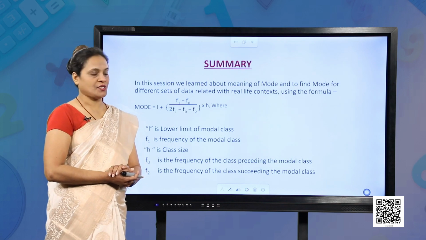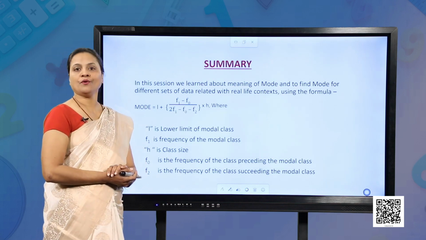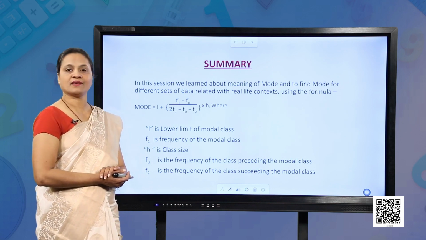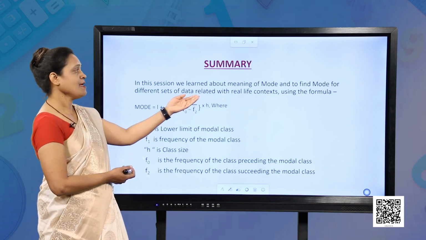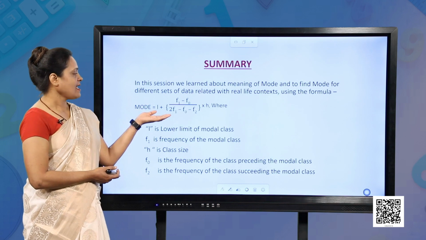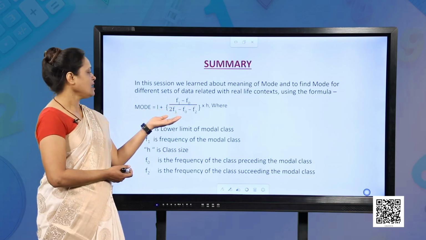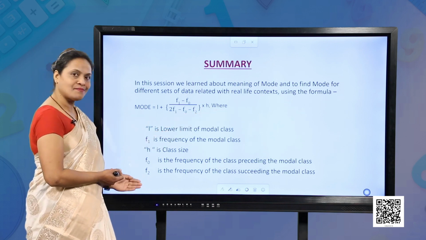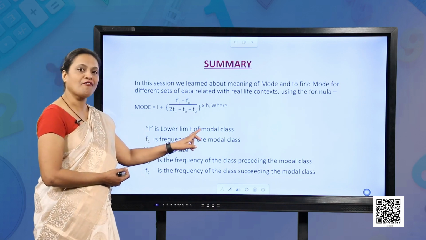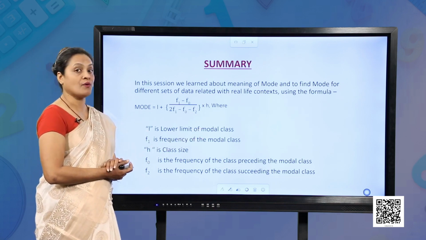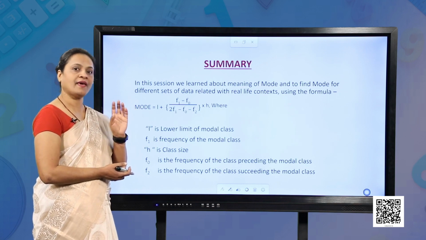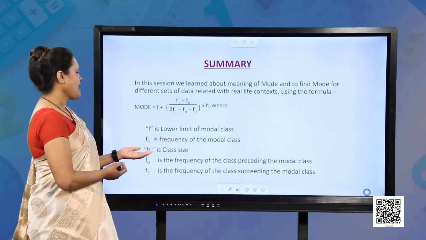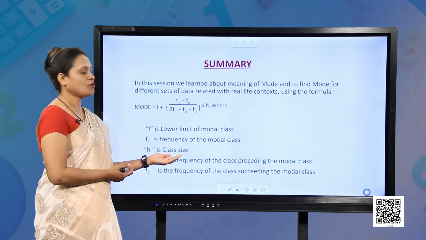So, in this session, what did we learn? We understood what we mean by mode and also how to calculate mode in different representations of data. Here, we use the formula for mode as L plus (F1 minus F0) upon (2F1 minus F0 minus F2) into H, where L is the lower limit of the modal class interval. The modal class we found by taking the class interval where the frequency was maximum. F1 was the frequency of the modal class. H was the class size, upper limit minus lower limit.